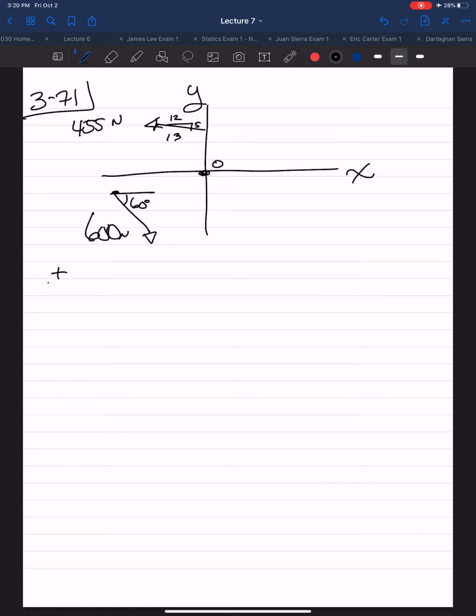So once again, sum of forces in the x direction. 600 times cosine of 60 degrees gives me the horizontal x component. The 455 is in the negative x direction, and that'll be the 12/13 leg ratio. This gives you negative 120 newtons.